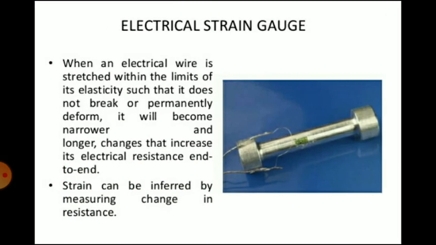Then the electrical strain gauge. When an electrical wire is stretched within the limits of its elasticity, such that it does not break or permanently deform, it will become narrower and longer. These changes increase its electrical resistance end to end. Strain can be inferred by measuring the change in resistance. So the change in electrical resistance can be measured in the case of the electrical strain gauge.